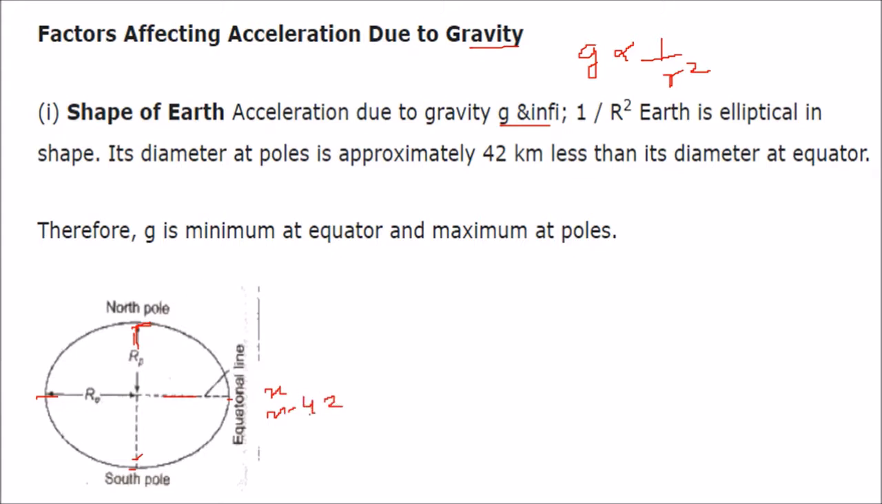So when we have less distance from the center of the earth, g is minimum at equator, but it will be maximum at poles. That means the gravity at poles will be higher as compared to the equator, because the poles are nearer to the center of the earth.